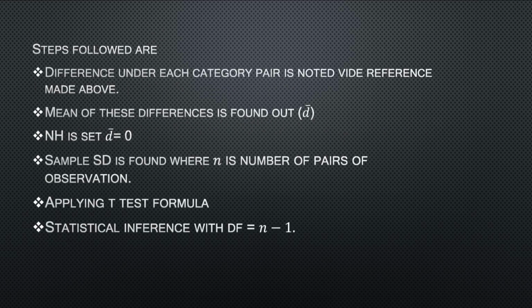Steps followed are: the difference under each pair is noted as mentioned above. The mean of these differences is found out, that is d dash. NH is set: d dash equals 0. The sample SD is found, where n is the number of pairs of observations. Applying the t-test formula, we make the statistical inference with df equal to n minus 1.